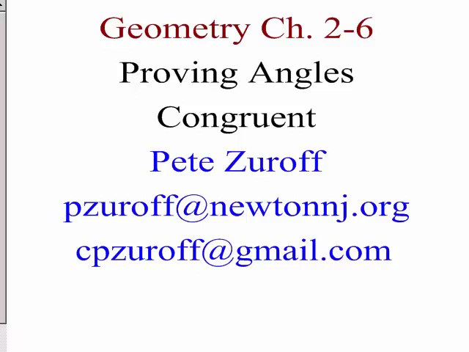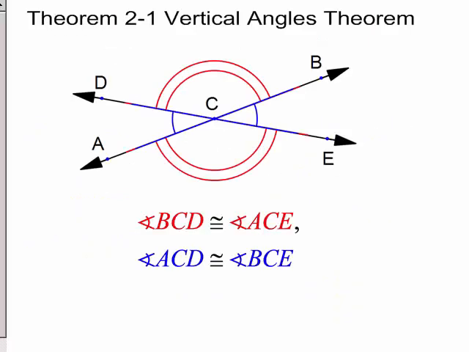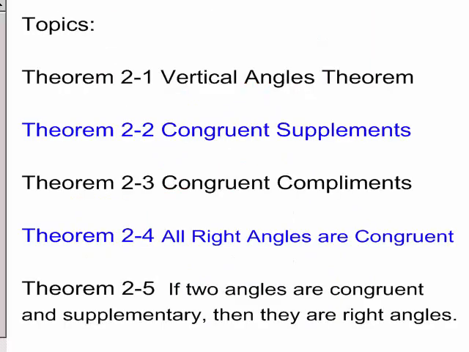Hi, this chapter's 2.6. We're proving that angles are congruent. And we're covering all these topics: vertical angles theorem, congruent supplements, congruent complements, and that all right angles are congruent. And if two angles are congruent and supplementary, then they have to be right angles.